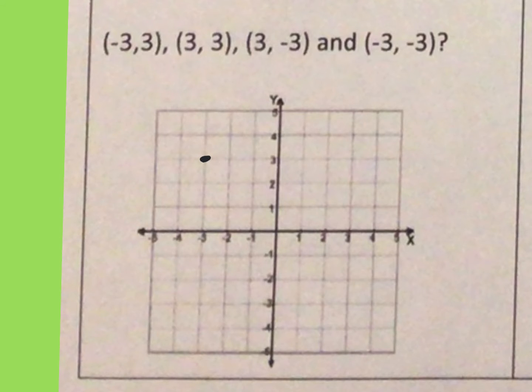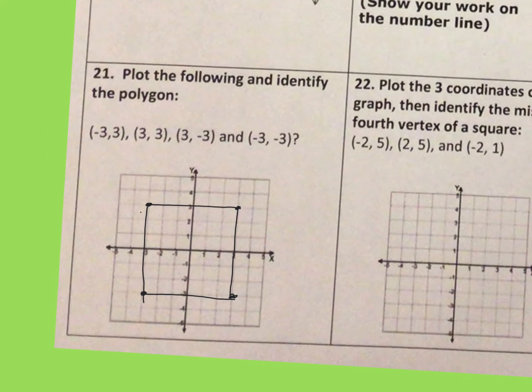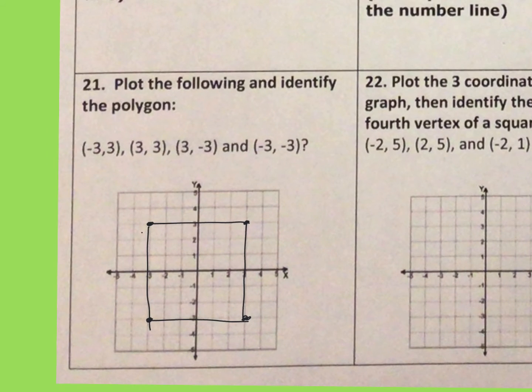Then it says to go over 3, up 3. So over 3, up 3. We're going to make our dot right there. Then it says over 3, -3, and then -3, -3. Now, we're going to combine all of these, and we are going to identify this polygon. A lot of you might say it's a rectangle, and it is a rectangle, but this one is a special type of rectangle, which is a square.